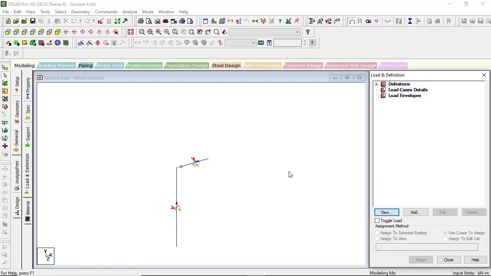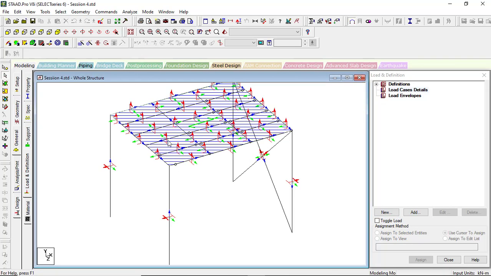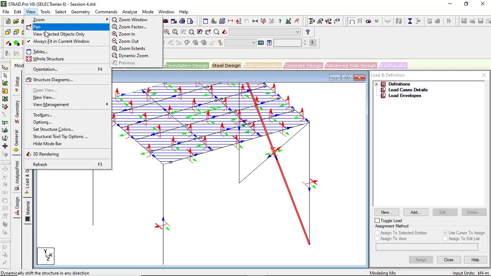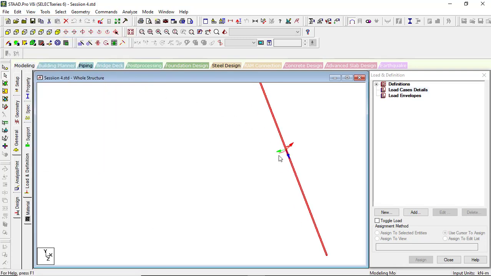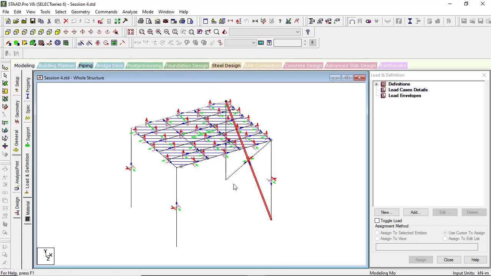And one more thing I would like to add here is that if I go to the whole structure, similar local and global axis can be observed for each and every member also. Similarly, if I want to see this for this bracing element, go to selected objects only. You can see here there is a difference in the directions, but the blue axis will always be along the length.